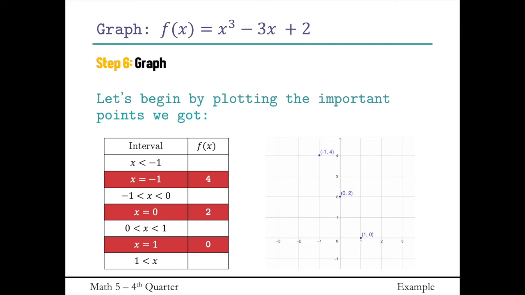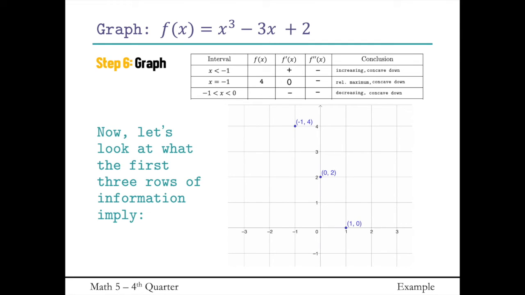We will continue our sketch by looking at the first three rows of the table of signs. We see that on the first row, the function should be increasing and concave down, and at x equals -1, the function attains a relative maximum. It should have a change of direction, and thus, the function begins to decrease on the numbers greater than -1. Moreover, the function is concave down throughout these intervals.